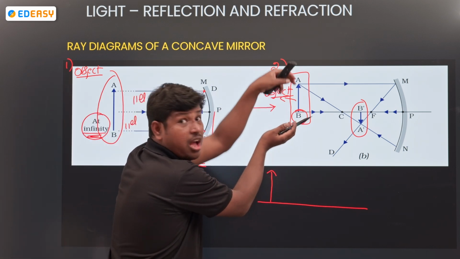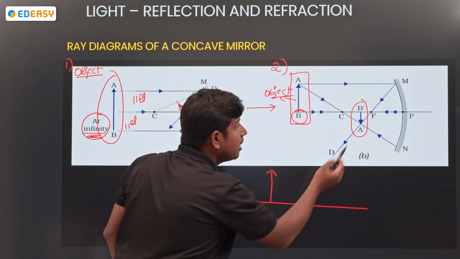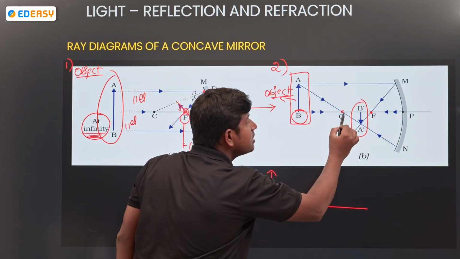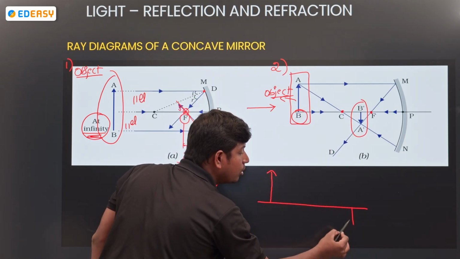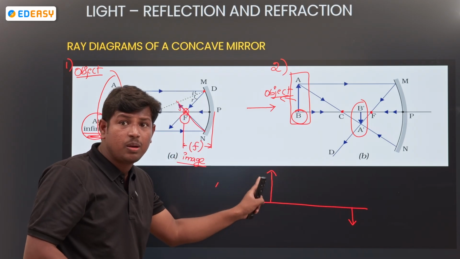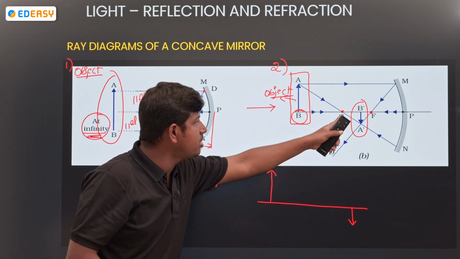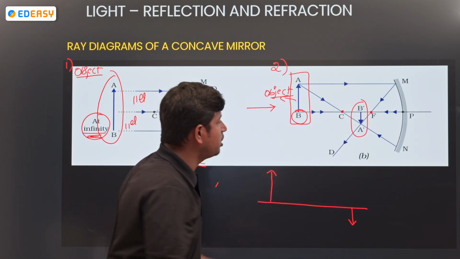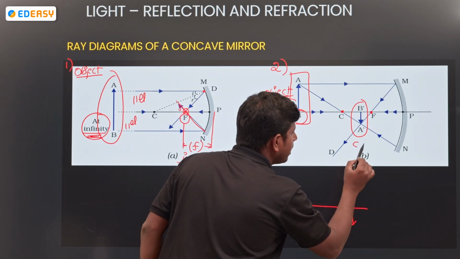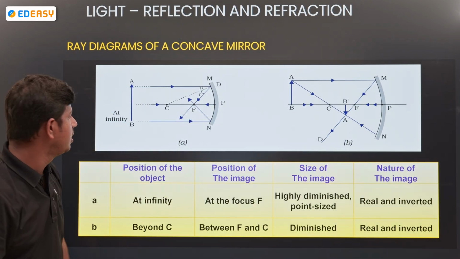And here the object will be beyond C. Where will you get the image? Between F and C. How will the image be compared to the object? Compared to the object beyond C, where does the image take place? The position of the image is between C and F.